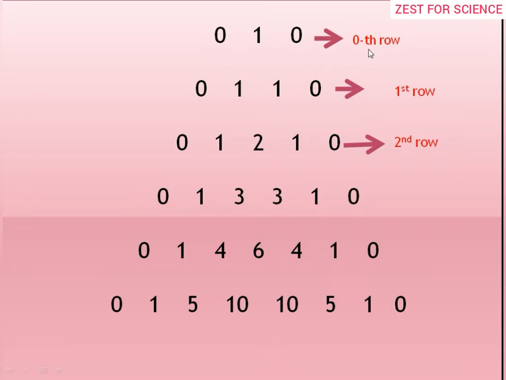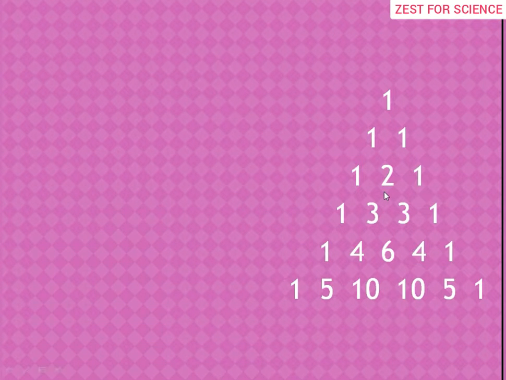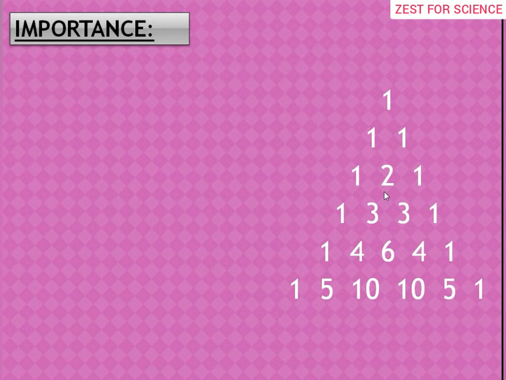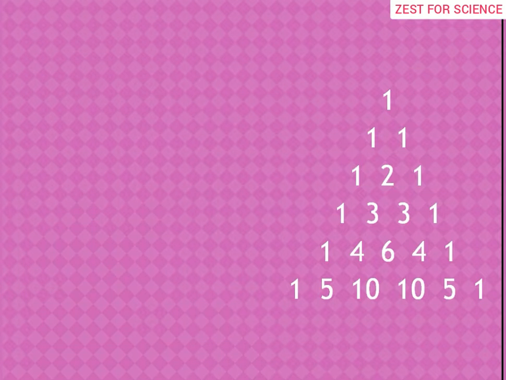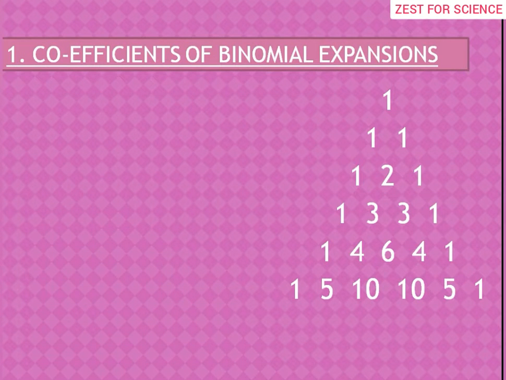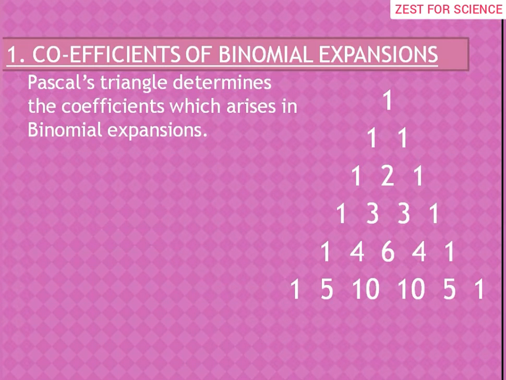Actually, this is the 0th row, and this is the first row, this is the second row, and so on. Now, what is the importance of this Pascal triangle? Let's start. First one, the coefficients of binomial expansions. Pascal's triangle determines the coefficients which arise in the binomial expansions.